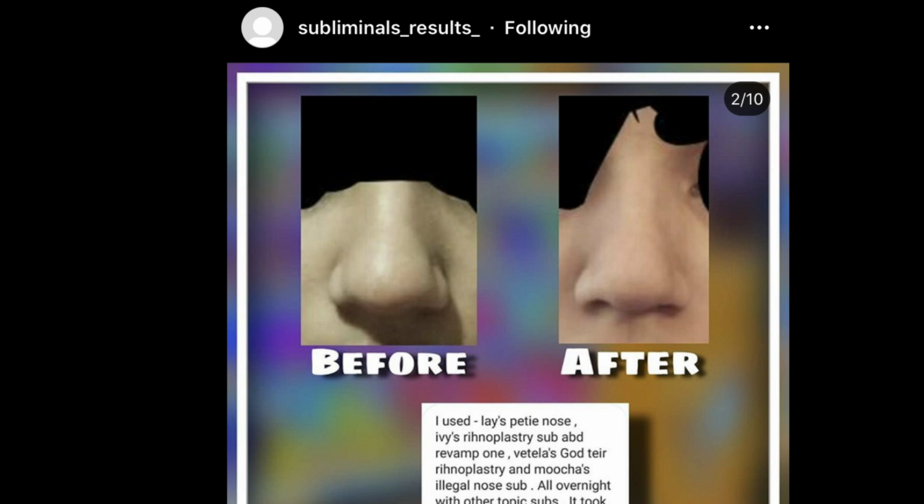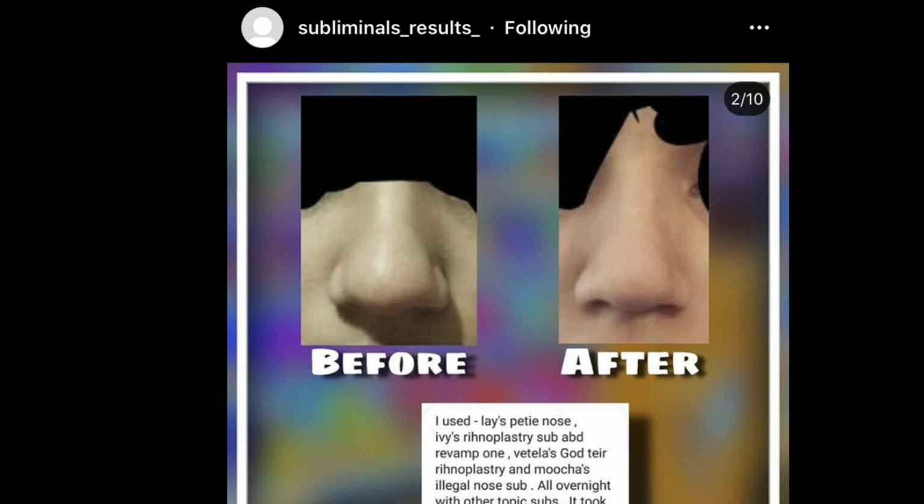And then once you feel like you might have gotten a result, you can take that photo at the same time of day with the same lighting, with the same camera, and that will give you an honest look at if something did change with the subliminal message on you.